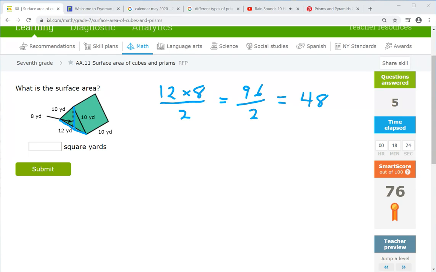And that would be square yards. Because this was yards and this was yards. So yards times yards gives me square yards. And this 2 here is dimensionless. So I would just end up with square yards. So that means that the front of this prism is 48 square yards. But the front is the same as the back. So we have another part right over here, which is also 48 square yards.